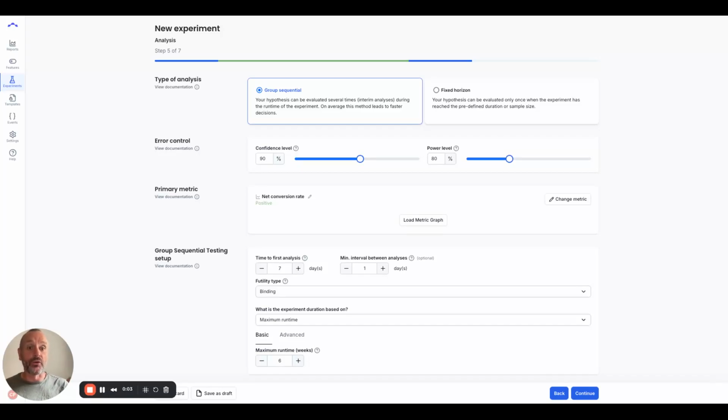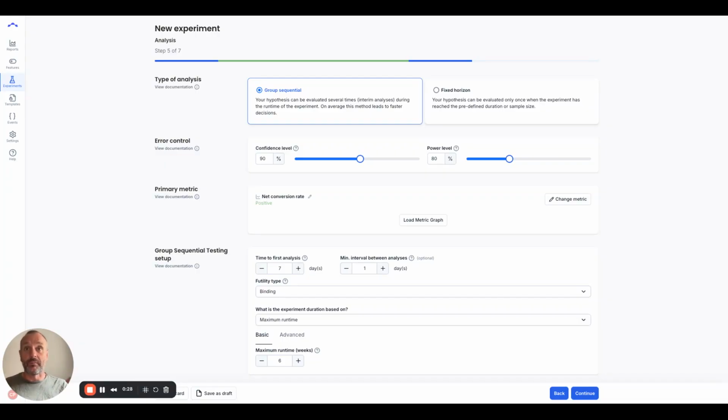I want to show you how to define interim analysis in a group sequential experiment. Group sequential, unlike a traditional fixed horizon, allows you to evaluate your experiment at several times during the runtime, right? And we call those interim analysis. Those are predefined, and I'm going to show you today how to do that correctly so you can maximize the value you would get from group sequential and make your decision faster than you would with any other alternative method.